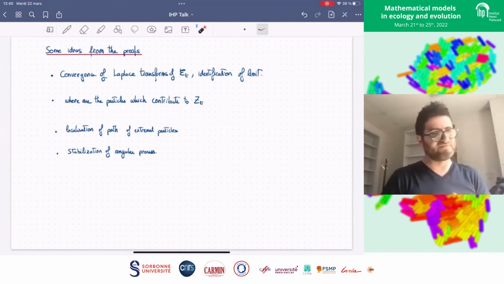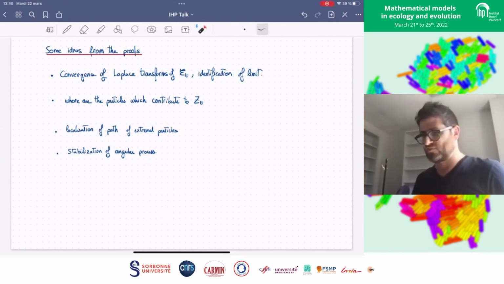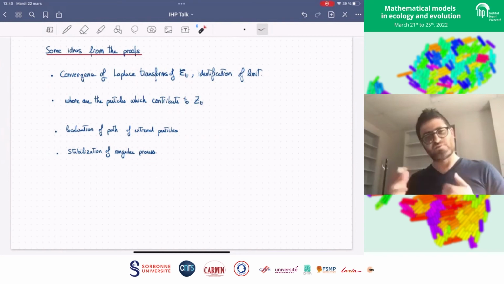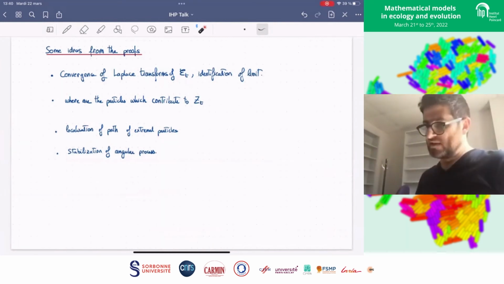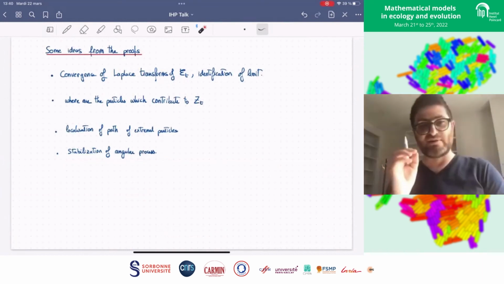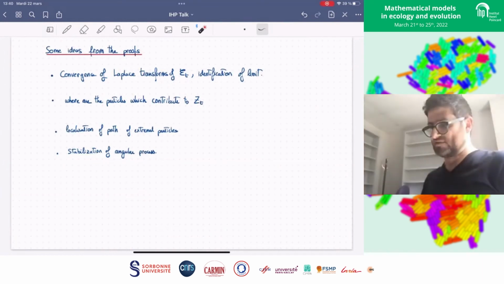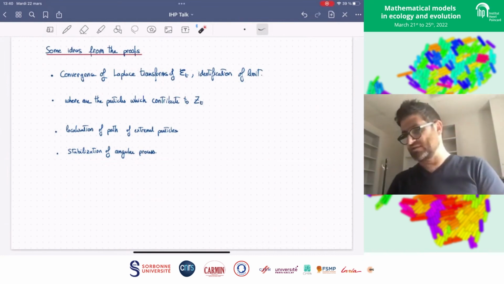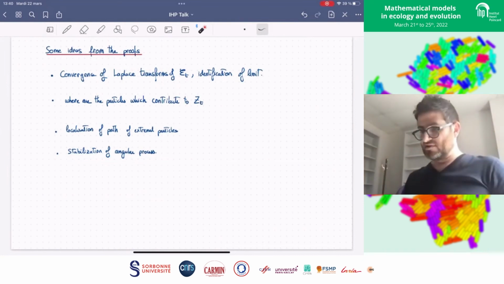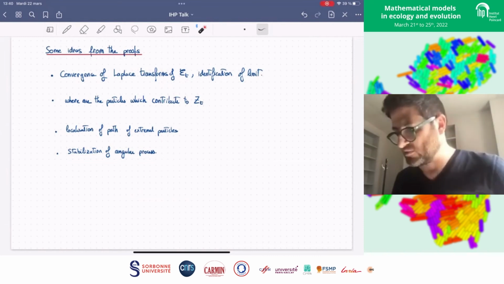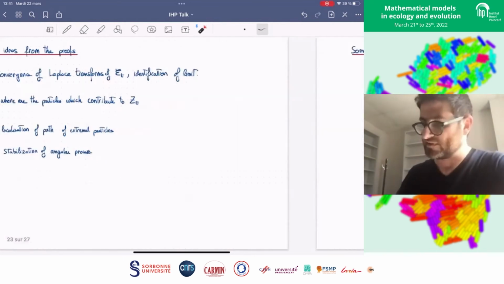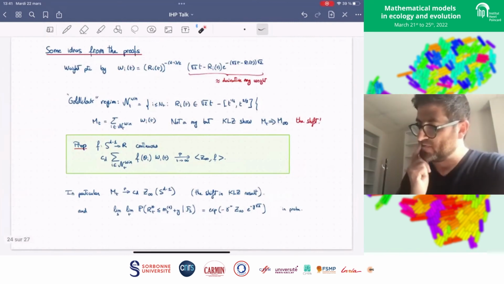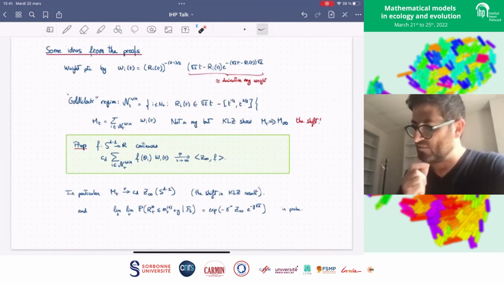So let me just give very briefly three ideas of the proof. Essentially, we work by proving convergence of the Laplace transforms, by finding which particles are actually important and contribute to this Z_t martingale, and then by localization of the path of the extremal particles and showing that we have stabilization of the angular process. I'm not going to say much about this.